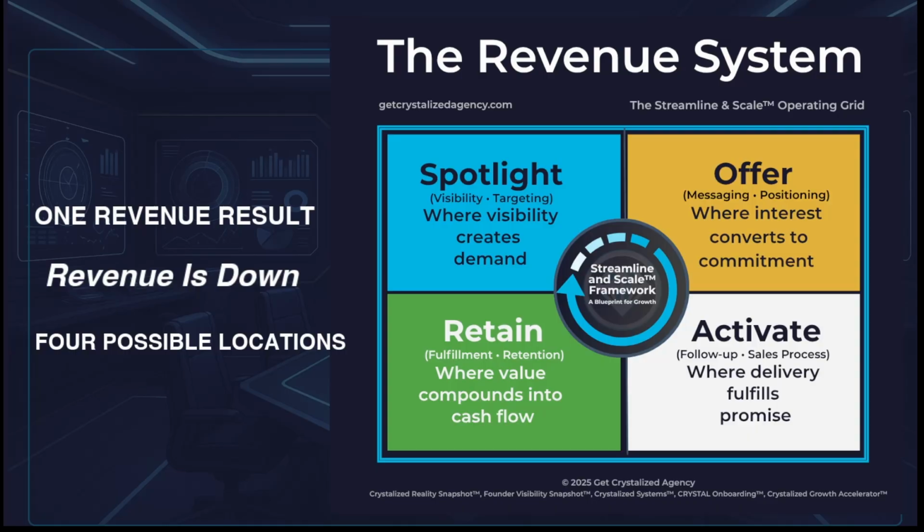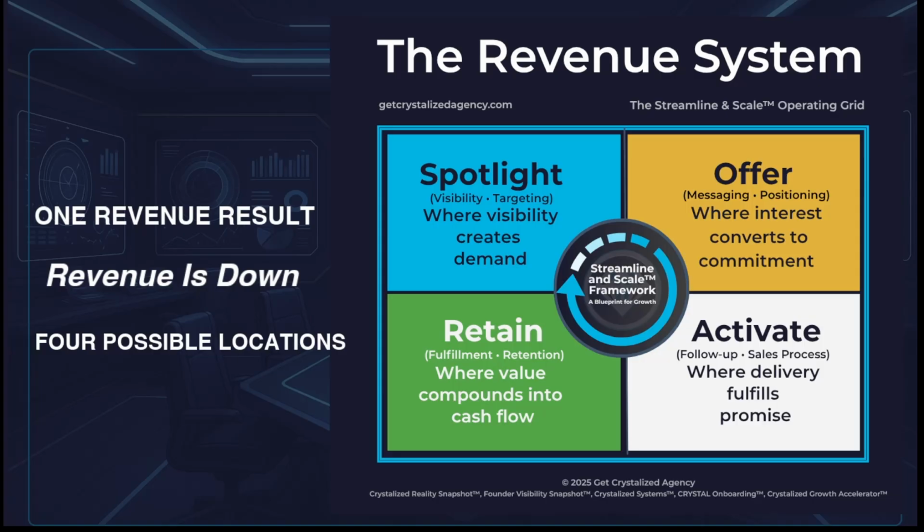Now, notice something important. The operating grid did not tell us the answer. It showed us where to look. As we work through these questions, a pattern begins to emerge, not because we guessed, but because the evidence points us there, okay? The evidence points us there.